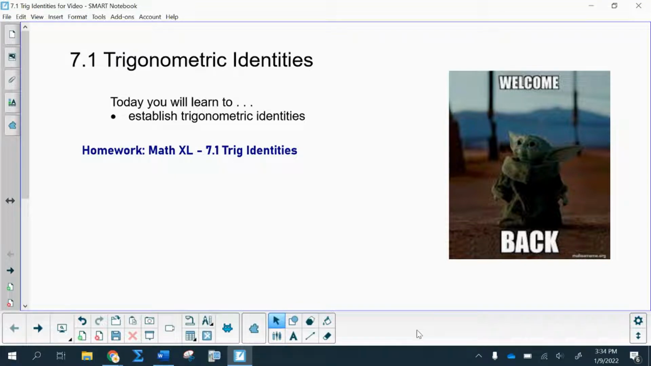So the main thing that we're going to do today is I'm going to remind you of a few basic rules, and then you're going to do some practice on Class Kick, and then after that you can work on your homework, which is a Math Excel.